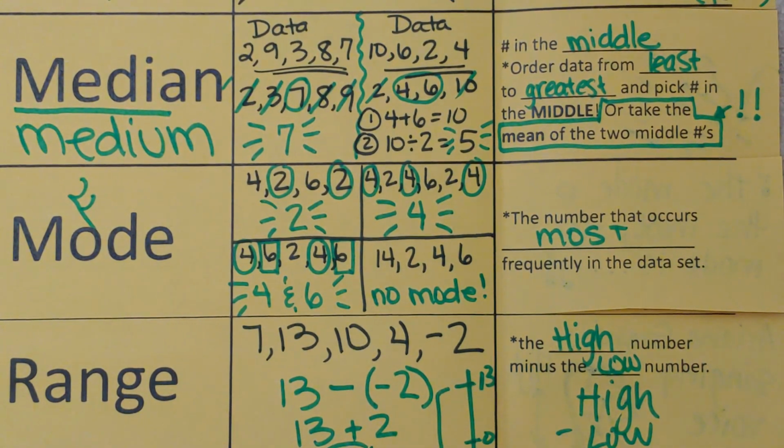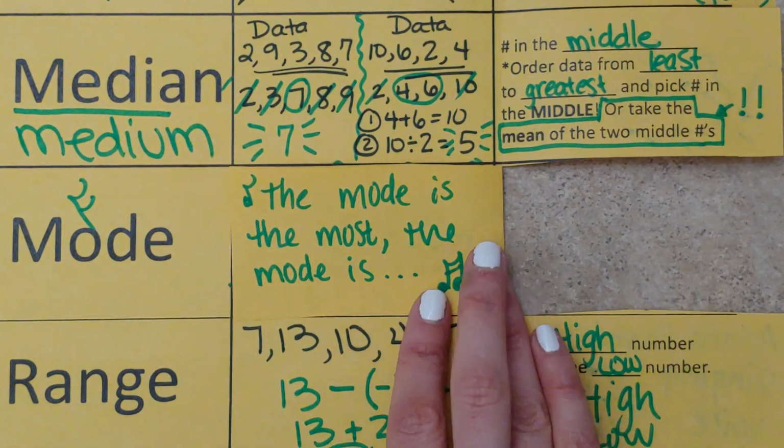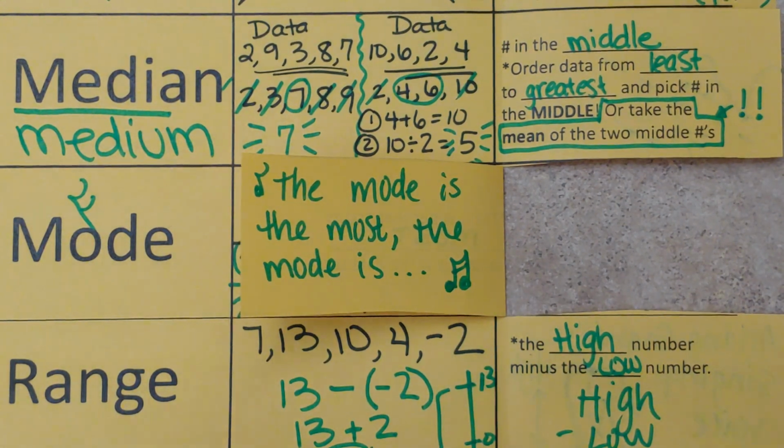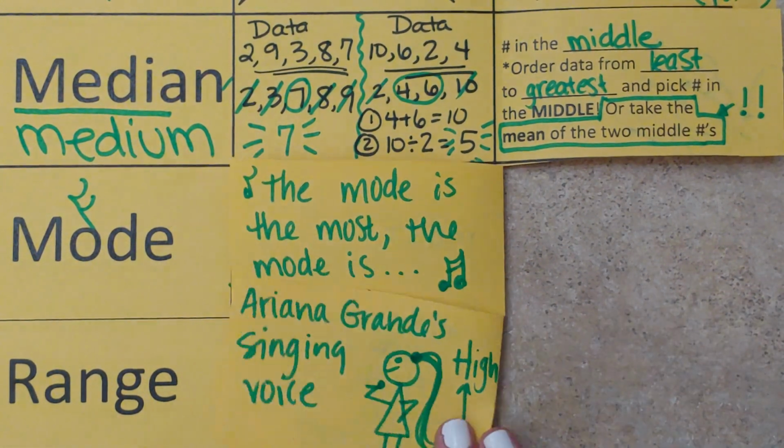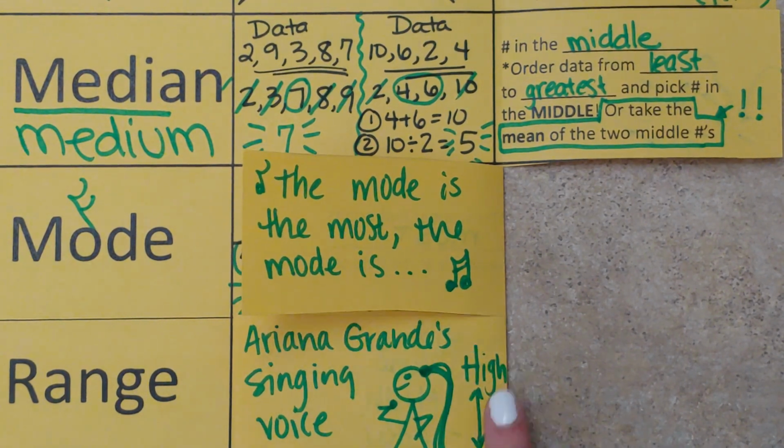All right, so there we go. We've got the last two, mode and range. Another way for us to summarize some of our data if we're working with quite a bit. Mode, we've got that goofy little song, the mode is the most, the mode is the most. And then range, thinking about Ariana Grande's singing voice, because she can sing really high and really low.